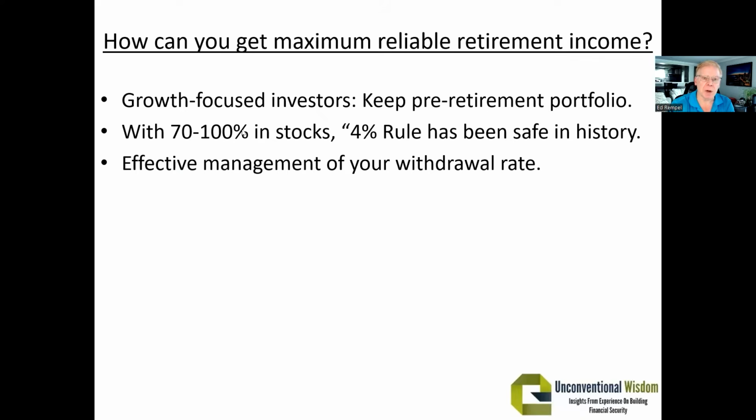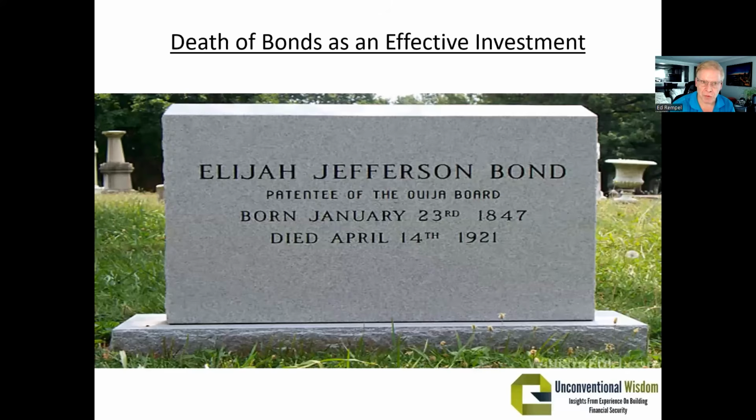Now, with 70 to 100% in stocks, the 4% rule has been reliable. It's been safe in history. And then what you need is effective management of your withdrawal rate, which I'm going to talk a bit more about. But that's really the secret to reliable retirement income: keep your pre-retirement portfolio, 70 to 100% stocks, ideally 100%, and effectively manage your withdrawal rate.